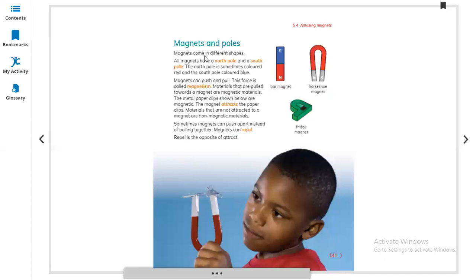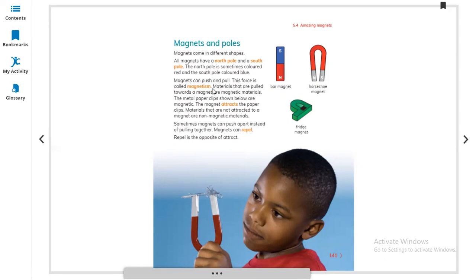Magnets come in different shapes. All magnets have a north pole and a south pole. Obviously, both corners: one corner is north and the other should be south. The magnet does not have a specific shape, and different shapes are available. We use magnets in different places. The north pole is sometimes colored red and the south pole colored blue.